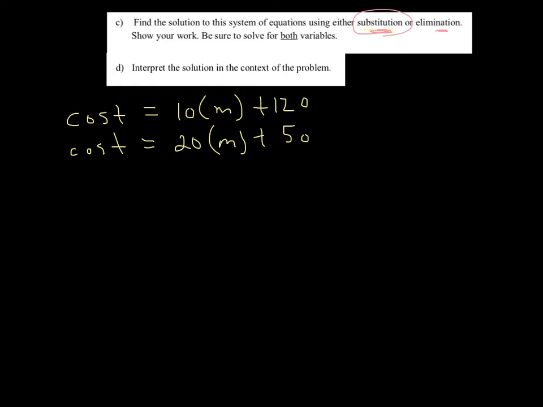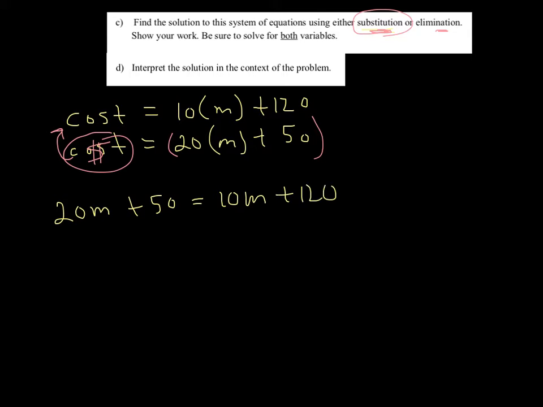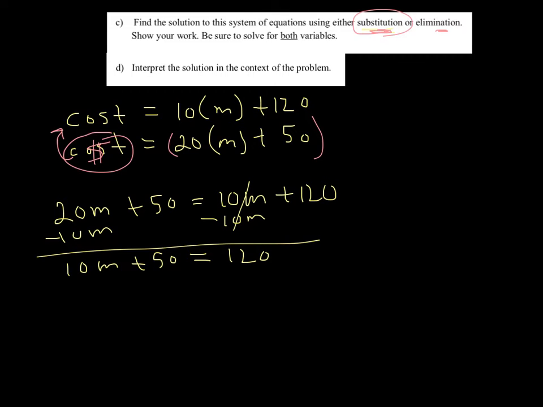I believe that substitution is the easiest here because we have both of these equations solved in terms of cost. So wherever I see the cost, that dollar amount, in the other equation, I'm going to substitute the 20m plus 50. So we have an initial equation of 20m plus 50 equals 10m, for months, plus 120. Subtract our 10m from both sides, and we're left with 10m plus 50 equals 120. And we subtract the 50 from both sides.